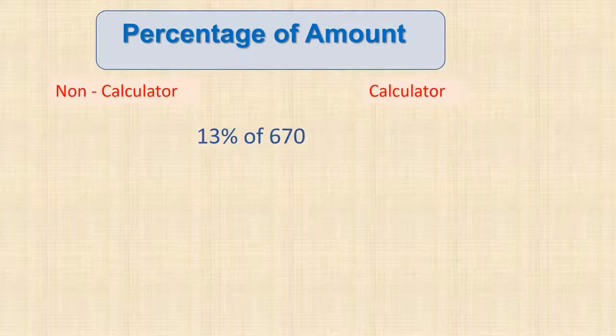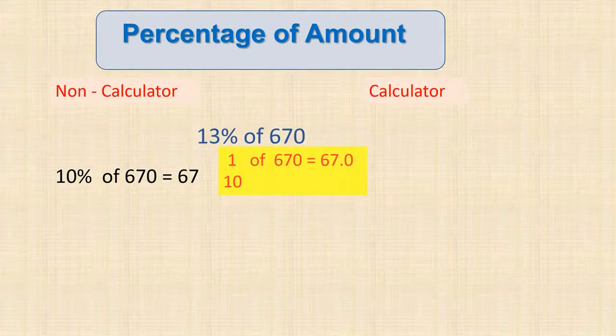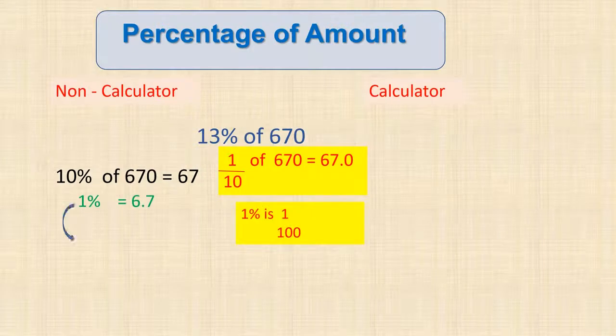Now let's try 13% of 670. 13% is composed of 10% and 3%. So finding 10% of 670, you divide 670 by 10, which will give you 67. Now you want to find 3%, so let's start with 1%. 1% means you're dividing your amount by 100. So that means 670 divided by 100 will give you 6.7. And convert 1% to 3% by multiplying that with 3.